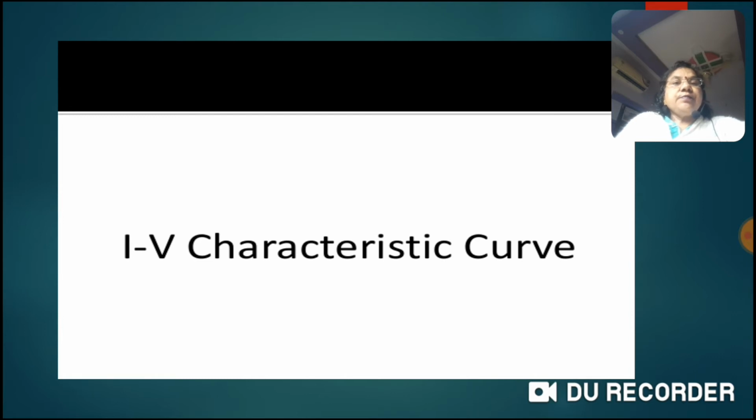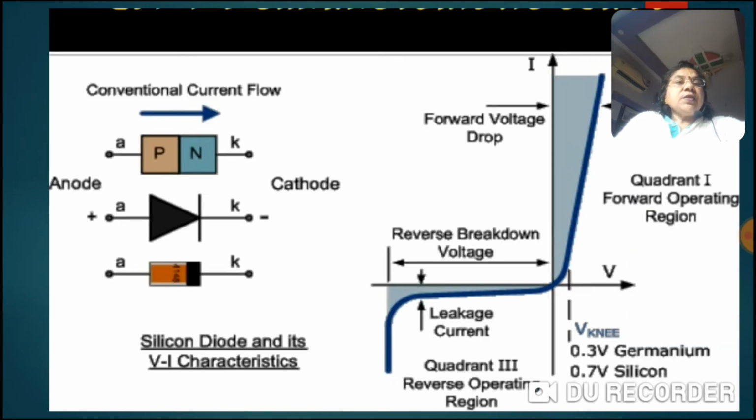Now we will see the IV characteristic. In the IV characteristic, you see a voltage to current graph is drawn. When the diode is connected in forward bias condition, the conventional current flows like this. In reverse biasing, in the third quadrant, the graph is shown, and in the first quadrant, the forward region is shown.